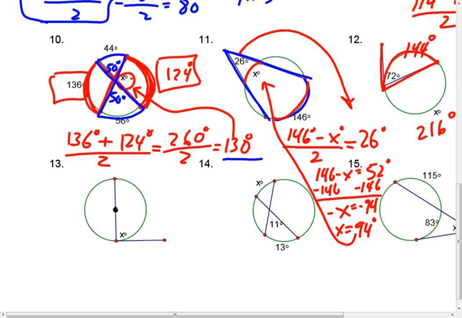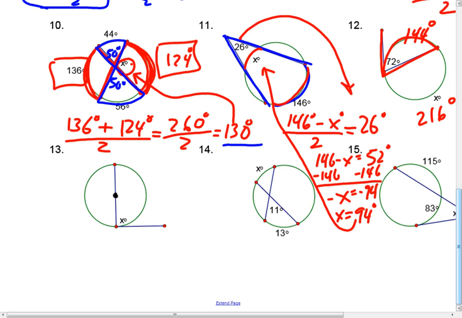On my test or quiz, it will be obvious whether something is a center. For this one, I am telling you that that is the center. That's still a chord. Even though it's a diameter, it's still a chord. That's still a tangent. It's still a situation where it's half of its arc. The arc just happens to be 180 degrees.